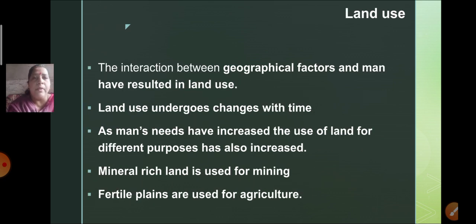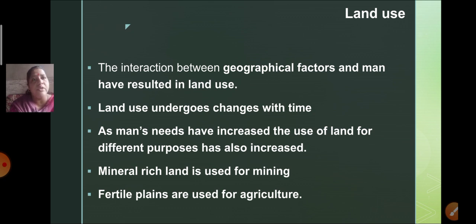Now let's learn about land use. In this way, as your house is on a particular land and everything in your house has a particular place, here we are going to learn about the different uses of land. Now what is land use? It is the interaction between geographical factors and man. This has resulted in more and more use of land. Land use undergoes changes with time. As time is changing, land use is also changing.